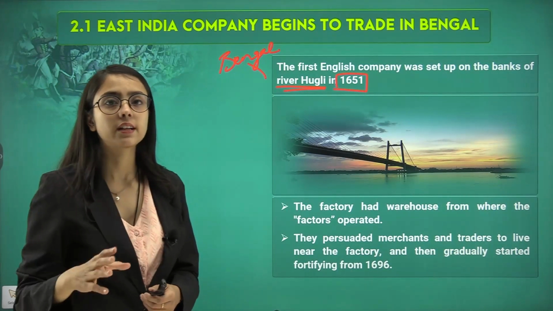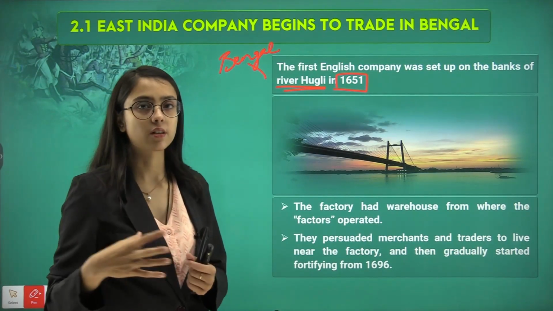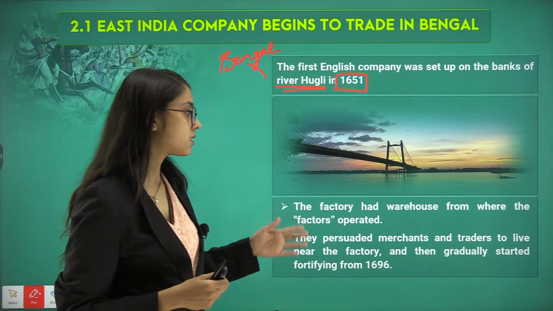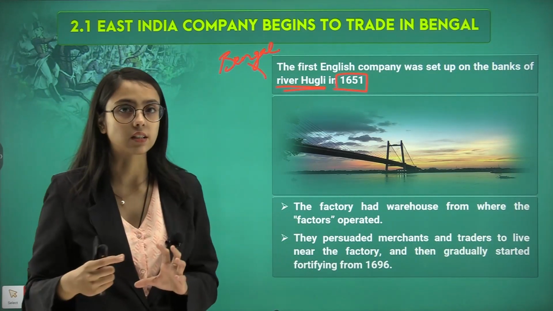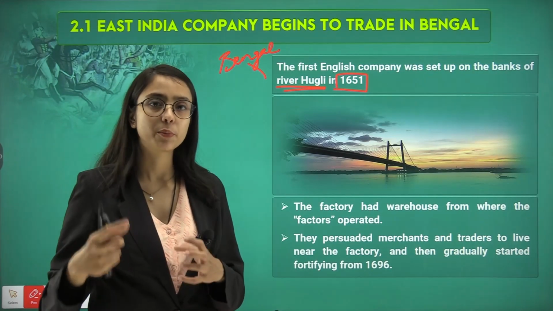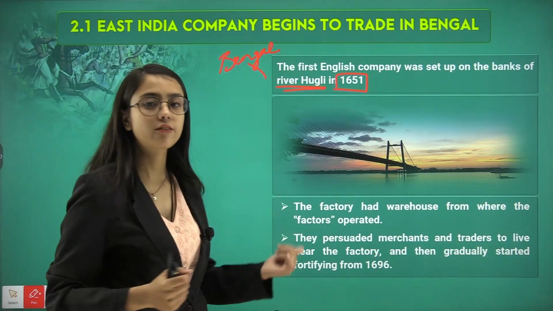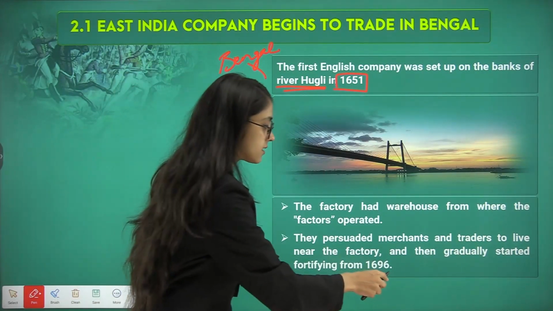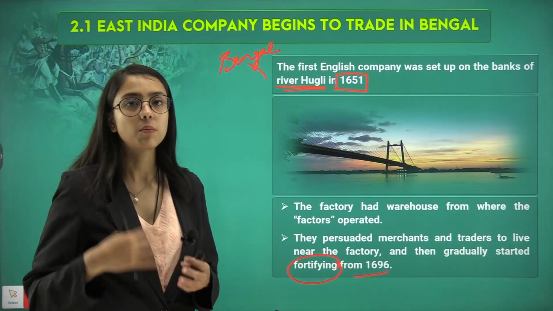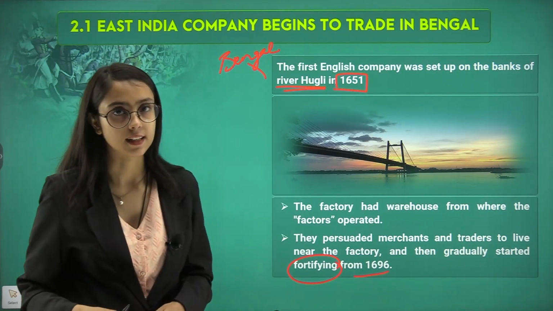Now, the factory, they had warehouses, godowns from where the factors operated. Goods and commodities were stored there. Next, they persuaded merchants and traders to live near the factories so that a huge amount of materials could be provided, goods could be provided and stored. And then they started fortifying by 1696. So the fortification to protect the goods and commodities from other companies, they started to build forts in 1696.